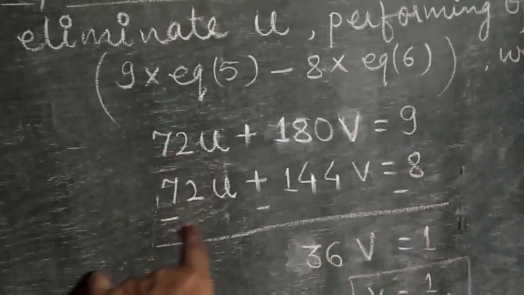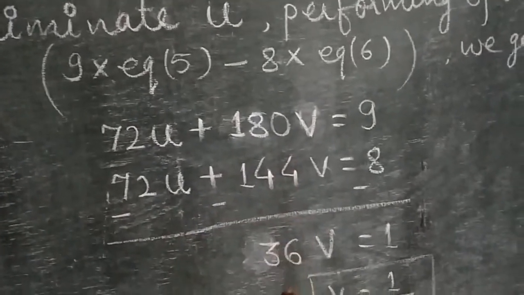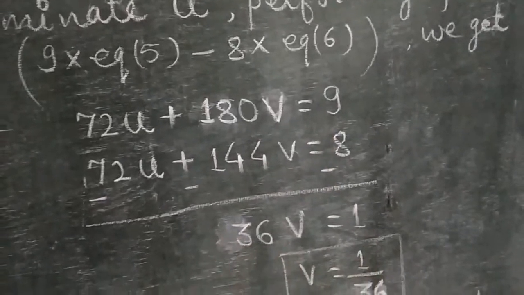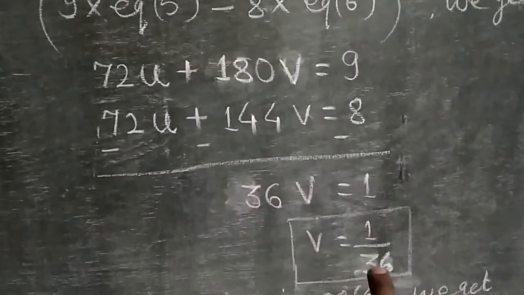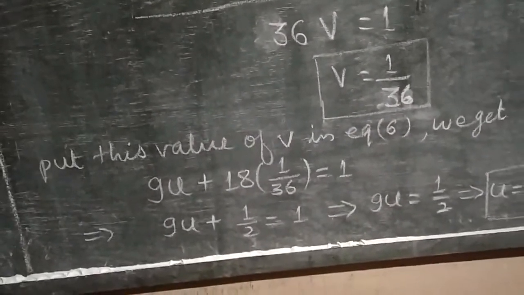So 72u minus 72u, they will cancel each other, and 180v minus 144v, that is 36v, and 9 minus 8 will be 1. So on transferring 36 to the right hand side, we get v equal to 1 upon 36. Now put this value of v in equation 5 or 6.